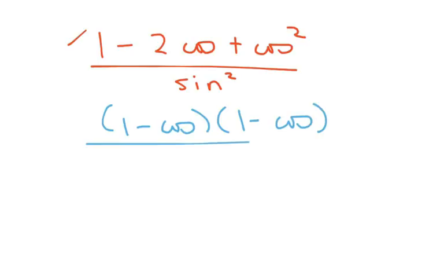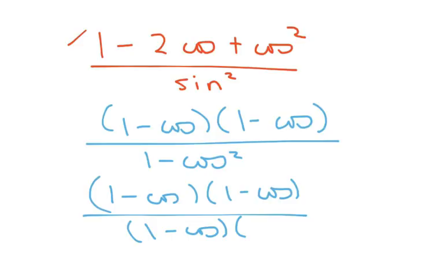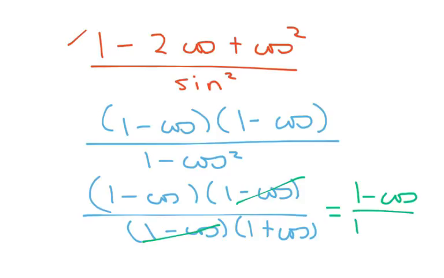I'm going to factor the numerator, and I get 1 minus cosine times 1 minus cosine, and it's called factoring perfect square trinomials. This is 1 minus cosine squared, which gives you 1 minus cosine times 1 minus cosine all over 1 minus cosine times 1 plus cosine. These two cancel, and I'm left with 1 minus cosine over 1 plus cosine. And that is it.